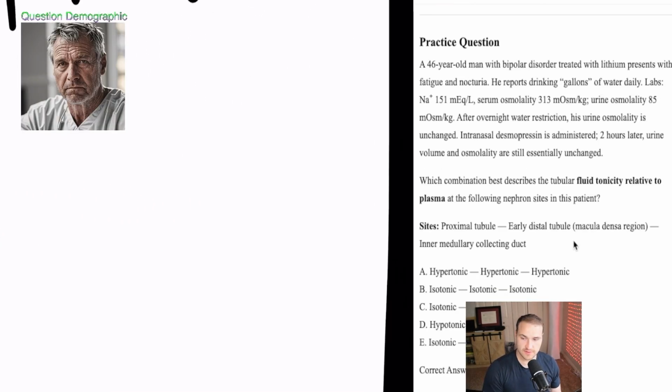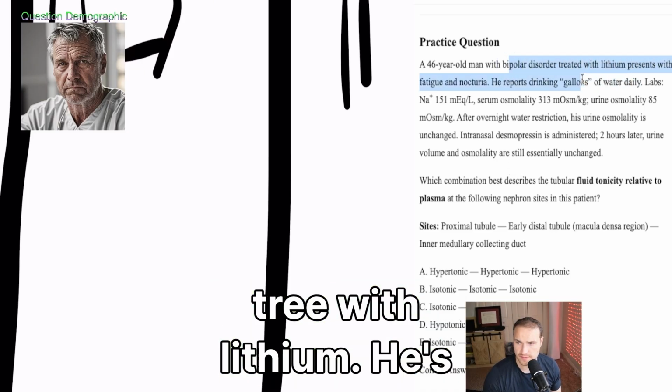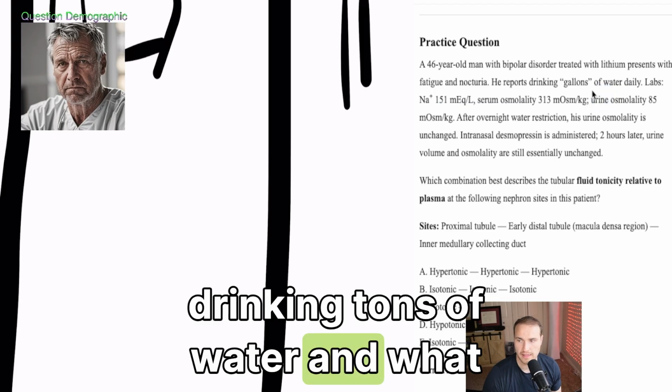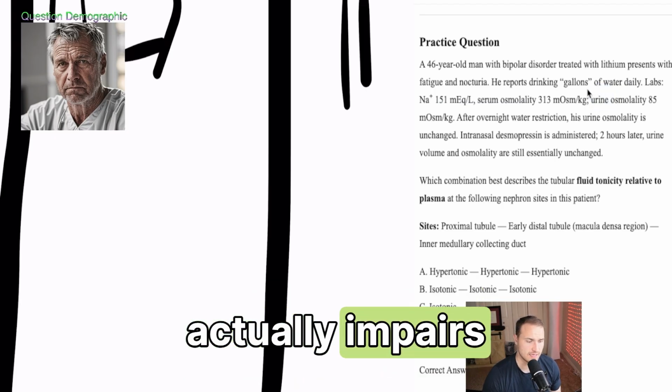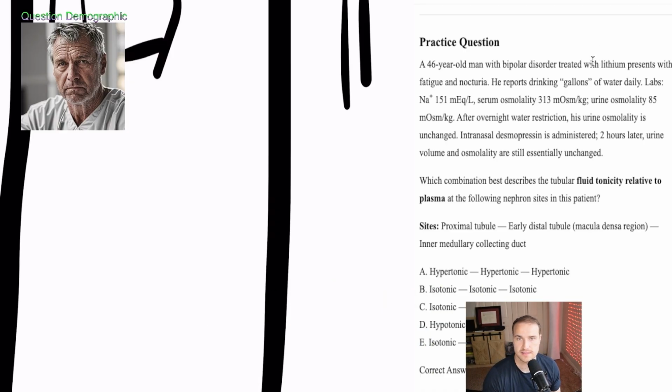All right, for the next question, we have a 46-year-old man. He's got bipolar disorder, treated with lithium. He's drinking tons of water. And what we know about lithium is that it actually impairs the ability of the collecting duct to reclaim the water because it stops that ADH. So what describes the tubular fluid tonicity relative to the plasma?